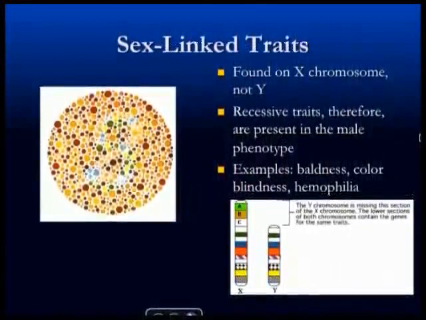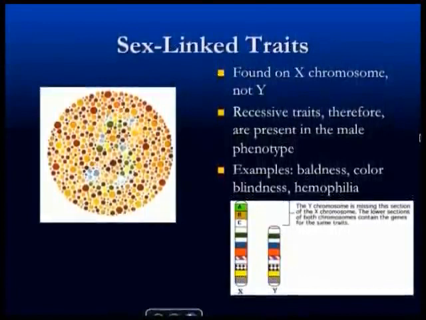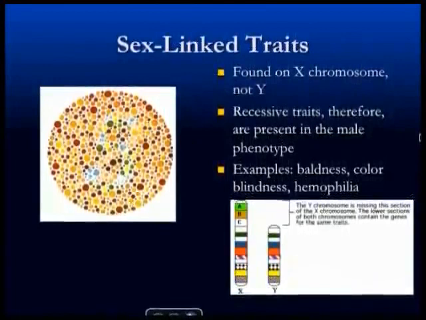Sex-linked traits are found on the X chromosome, but not the Y. Okay? The difference between males and females is that females have what? Two X's, and males have X and Y. Okay? Now, the X and Y chromosome are very different little chromosomes. The X chromosome has approximately 1,100 genes on it. The Y chromosome has less than 50. The Y chromosome that actually is what makes you male, okay?